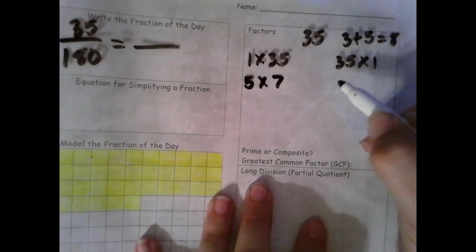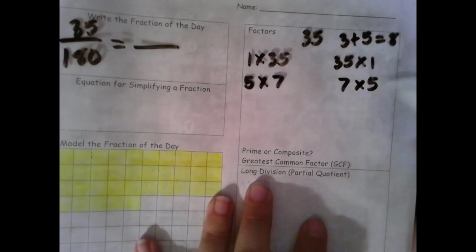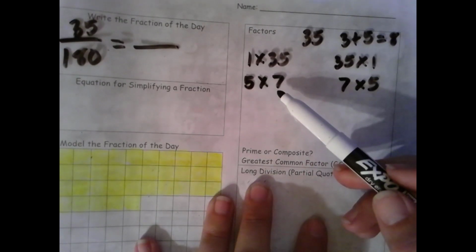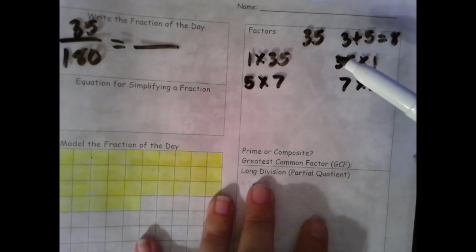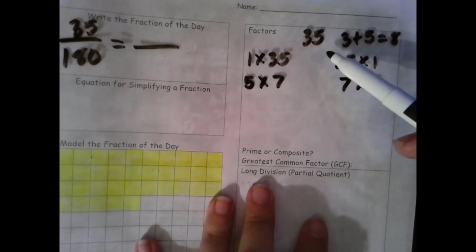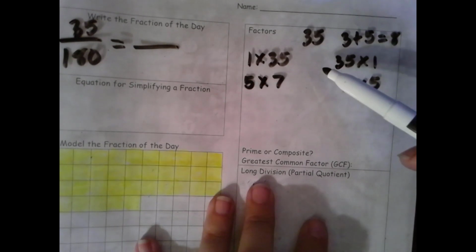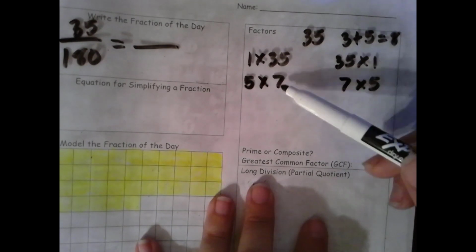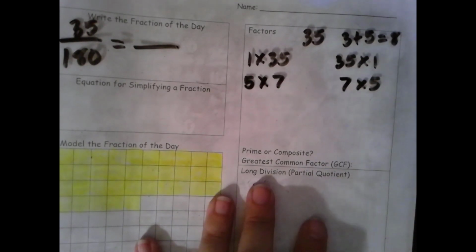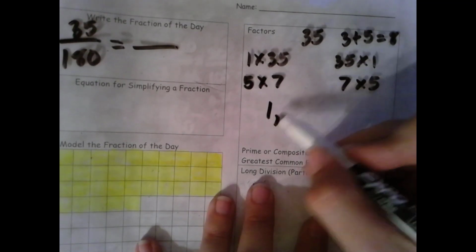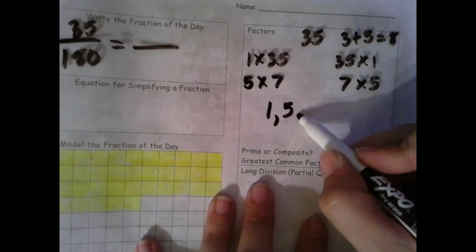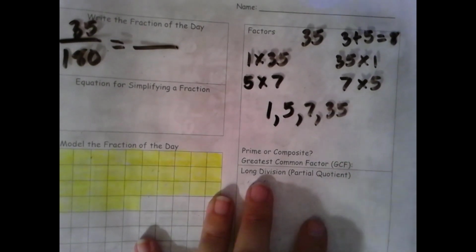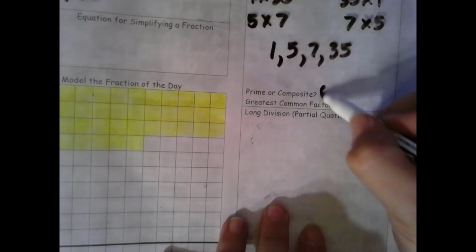5 times 7, 7 times 5. The only counting or natural number between 5 and 7 is 6. So we check the divisibility rule for 6. The rule for 6 is that both 2 and 3 are factors. 2 is not a factor and 3 is not a factor, so 6 is not a factor. We get to 7 and we're done. So let's go ahead and list our factors from least to greatest. 1, 5, 7, 35. We have 4 factors. That is more than 2 factors, so it is composite.